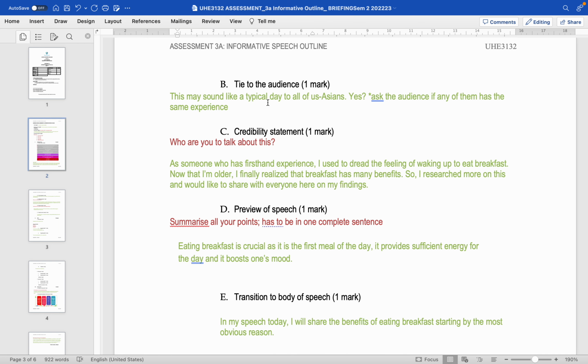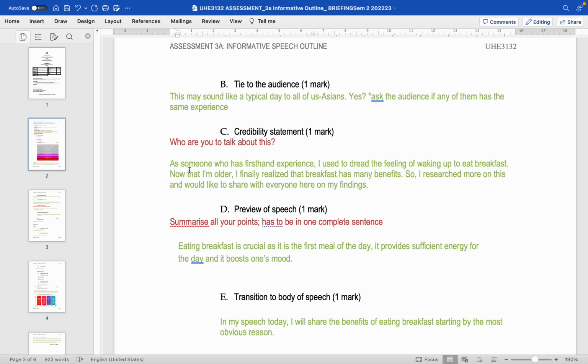Next is credibility statement. For credibility statement, you can have a few ways of doing it. Number 1, credibility statement is basically, who are you to talk about this? So it's either you have first-hand experience with this, or you probably have done quite a number of research to talk about this. Let's say, for example, I have a PhD in this, so I have read quite a number of literature and research to talk about this, and I'm very happy to share it with you guys here today. So this is how I would do my credibility statement.